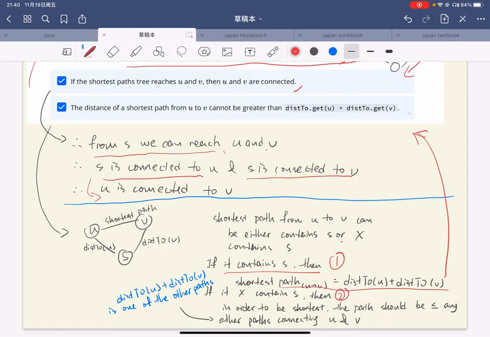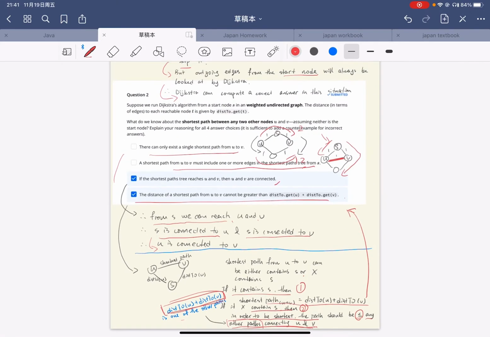Okay, for case 2, if the shortest path doesn't contain S, then in order for this path to be shortest, it will always be less than or equal to any other path connecting U and V. And distance to U plus distance to V is definitely one of the other paths connecting U and V. Therefore, it must be greater than or equal to the shortest path between U and V, and that perfectly satisfies the statement.